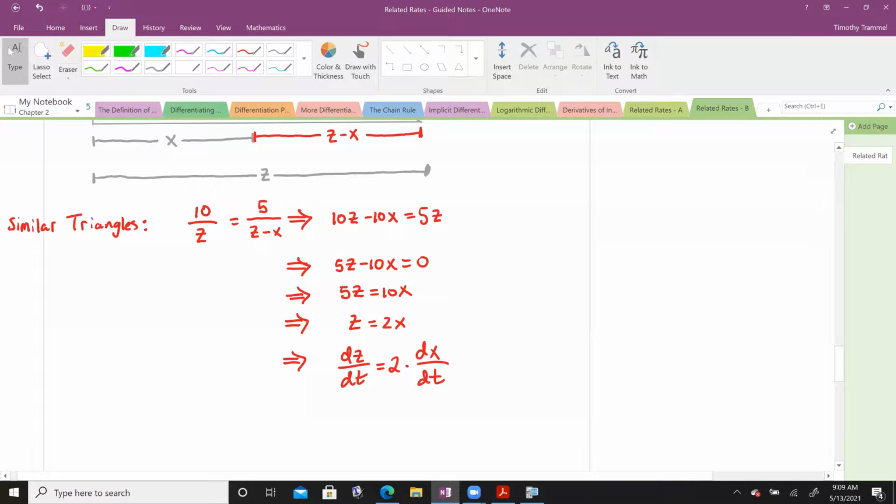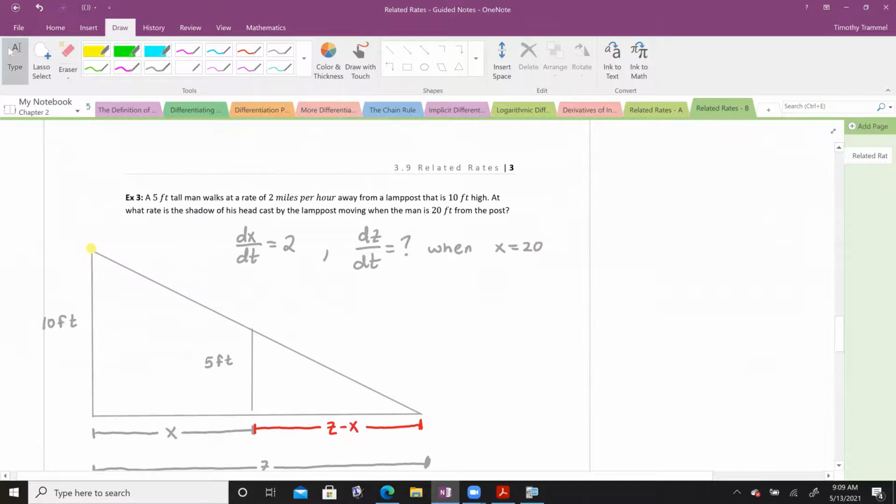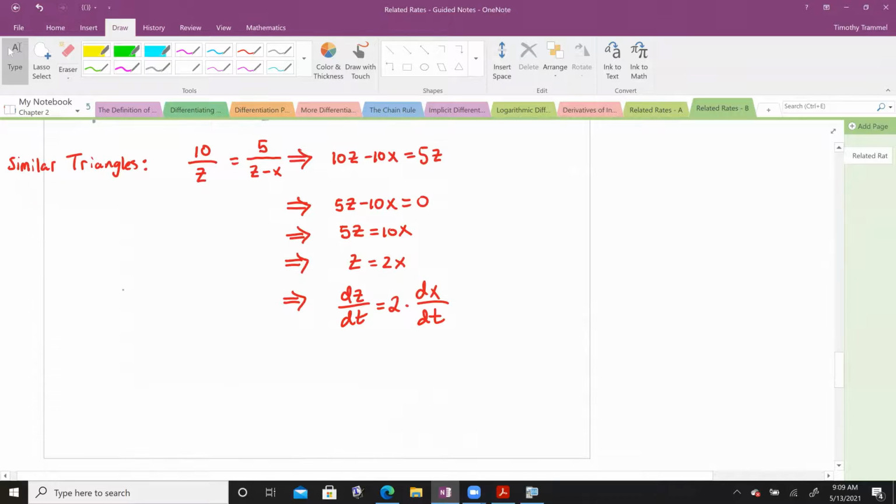And all we have left to do is plug in what dx dt is. Let's go up and see what that was. It was 2. Let's plug in that 2. So that gives us 4. And our units that we were using to describe speed here were miles per hour.